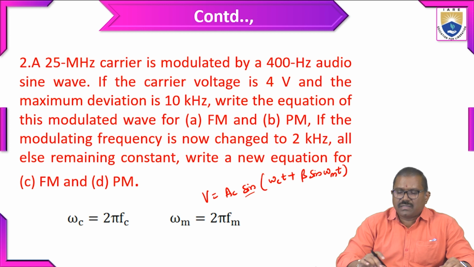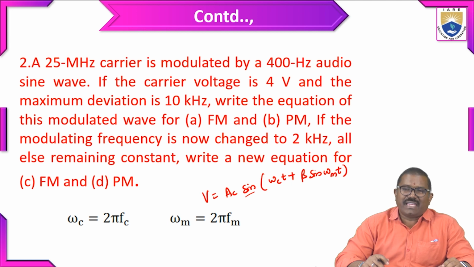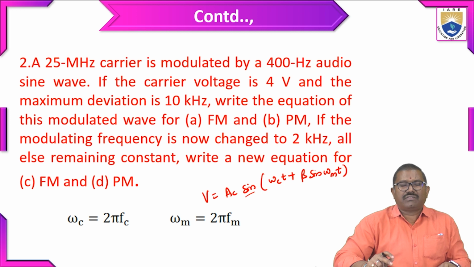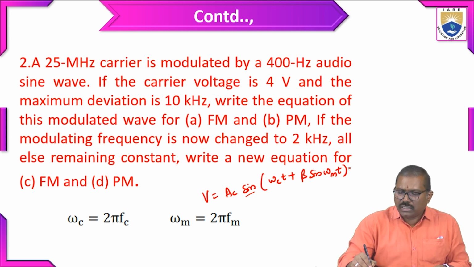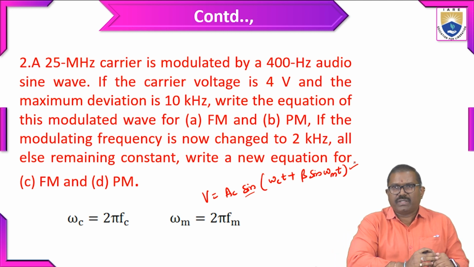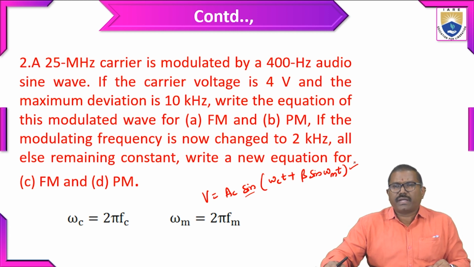You can express the FM as V equals Ac sine of omega c t plus beta sine omega m t. Here omega c is the angular frequency of the carrier, and omega m is the angular frequency of the modulating signal. So omega c is 2 pi fc, and omega m is 2 pi fm. For solving this problem, we must know how to express FM and how to express PM. Both are the same, but a slight difference is there. That's what we are going to discuss in this problem.